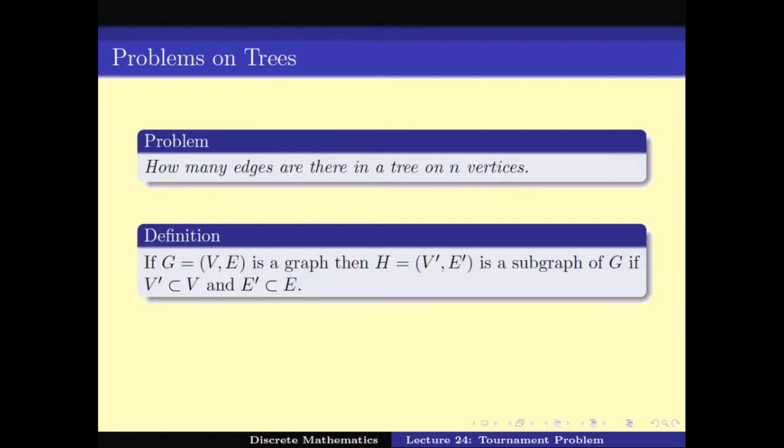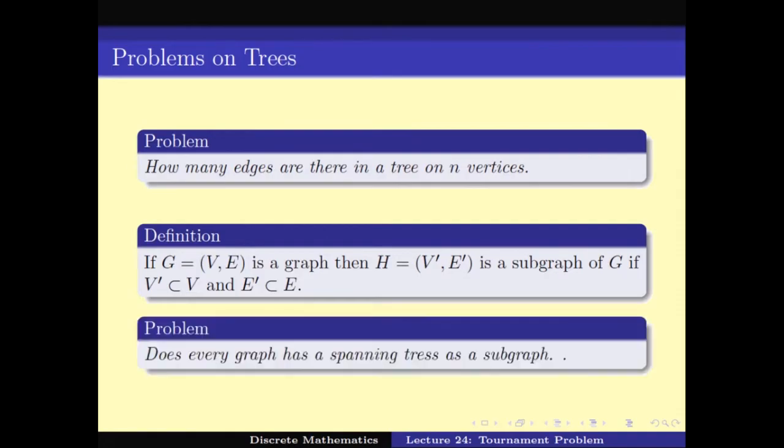And secondly, just like we have been talking about the spanning tree, if G is a graph and H is another graph, we call H a subgraph of G if the vertex set is a subset of the original vertex set and the edge set in H is a subset of the edge set in G. Or in other words, if I give you a G and if I remove some of the edges, then I get a subgraph of G. A question is: does every graph have a spanning tree as a subgraph?